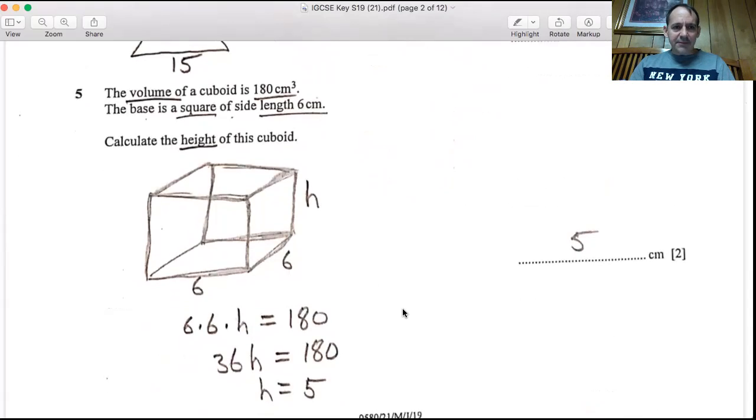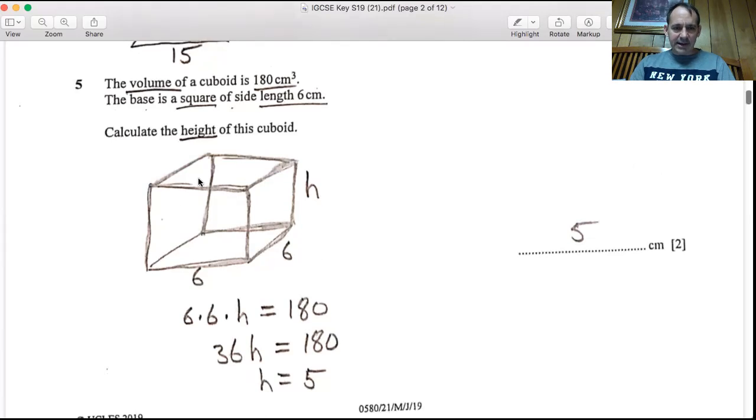Then number 5, we have the volume of a cuboid is 180 centimeters cubed. The base is square with length of 6. So here, sorry, my three-dimensional drawing's not really that great.